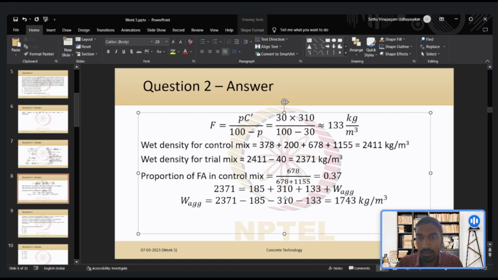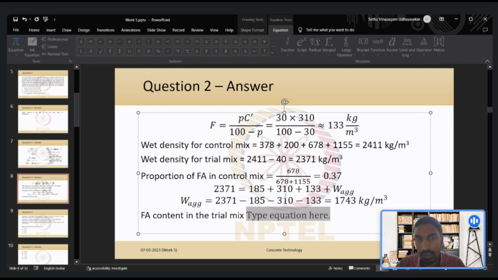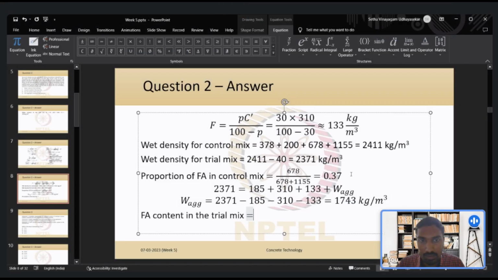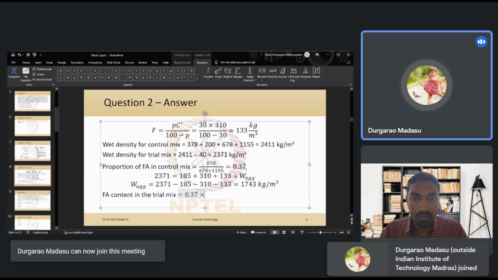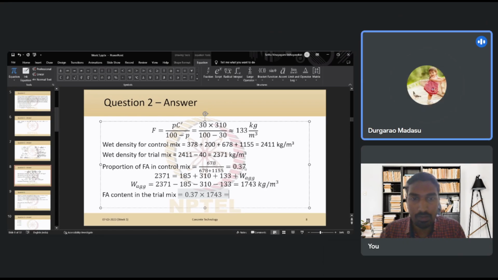Knowing the total aggregate content, we can find the fine aggregate content in the trial mix. That will be in the same proportion as earlier, which is 37%. So it is 0.37 times this total aggregate content, which is approximately 645 kilograms per meter cubed. So that is the final one that we wanted to determine, the fine aggregate content. Okay, any questions?